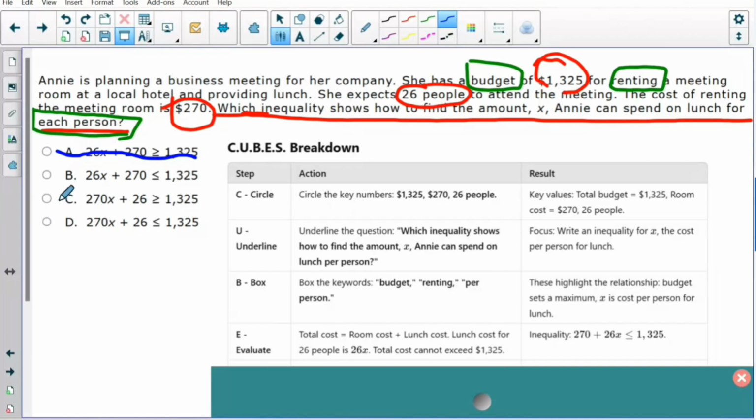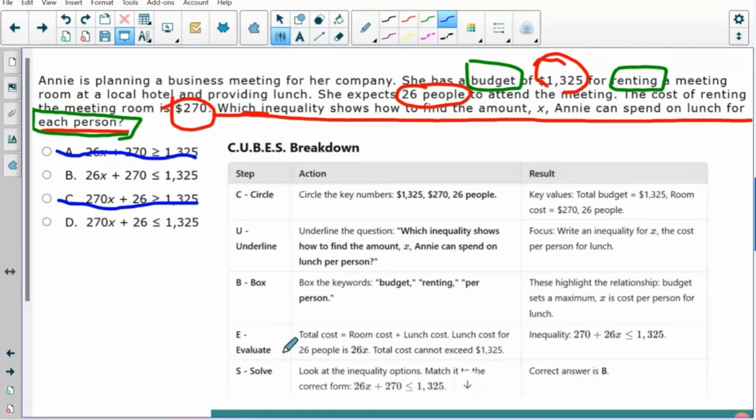C also could not be the answer, because both of these inequalities are telling me that the budget can go over $1,325, and we know that's not possible. Now, which of these two scenarios would make sense? Now it's time for us to solve. Looking at the inequality, we can see that we already said the 26x would represent people. So this could be correct.